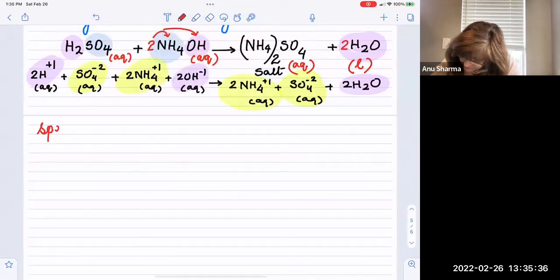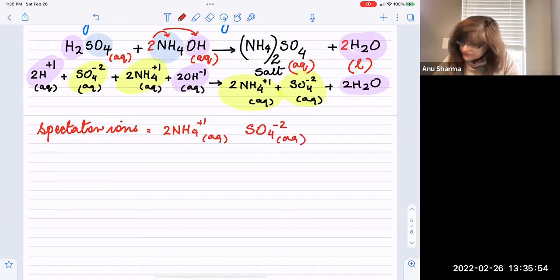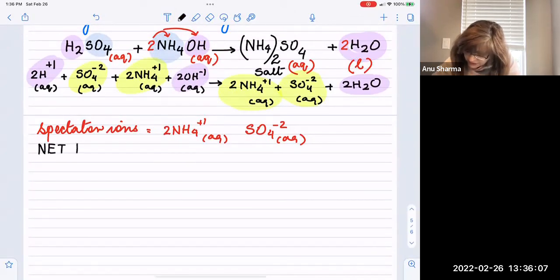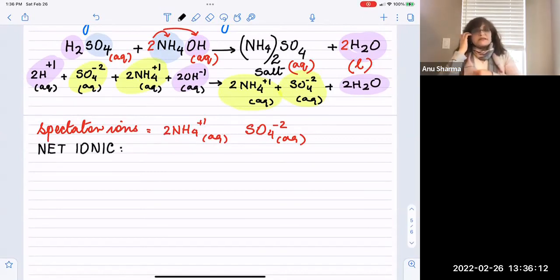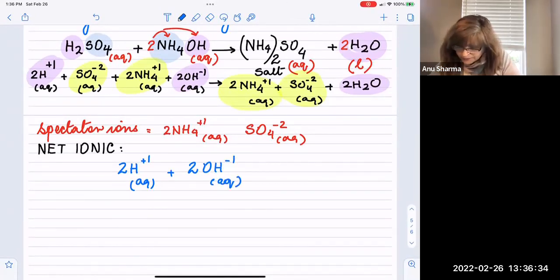The spectator ions are 2 NH4+ aqueous and 1 SO4 2- aqueous. So these are the ones that are the same on both sides. No change in state can be seen. But the question is asking for the net ionic equation. Now here's the interesting piece. Anytime acids and bases are combining, the net ionic equation is always going to be the hydrogen ions on one side, which in this case is 2 H+ aqueous plus 2 OH- aqueous, and that gives you 2 H2O liquid.